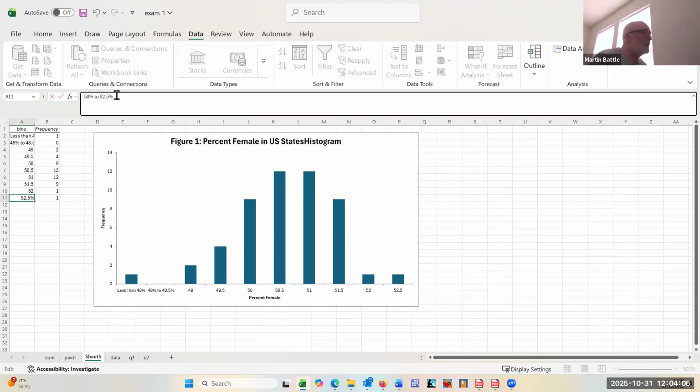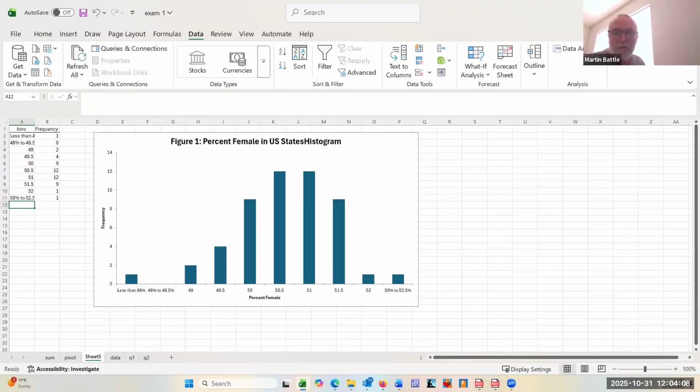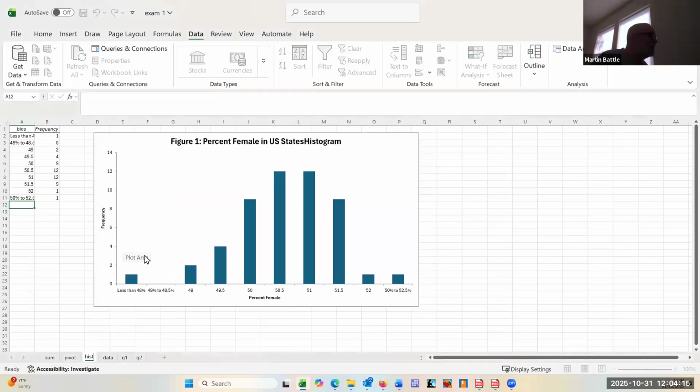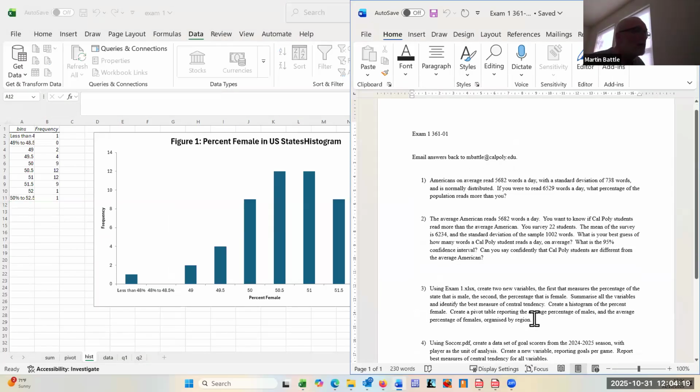Yeah. Then that's that figure done. I'm not going to do the rest because it's just going to take time. But I'm going to rename this hist. And that's that question done. All seems to be right.